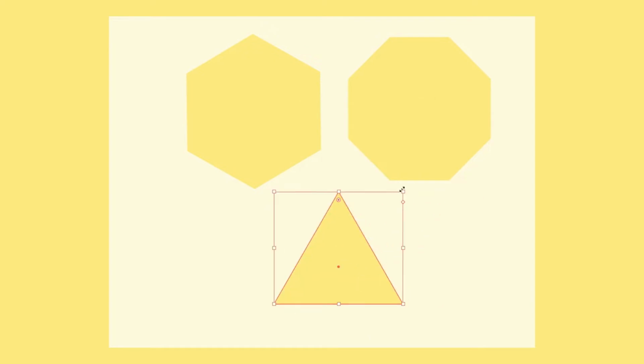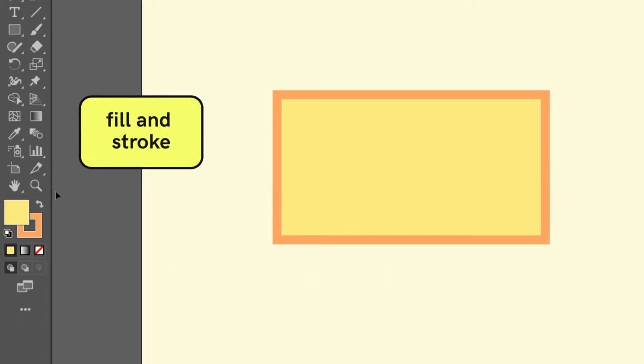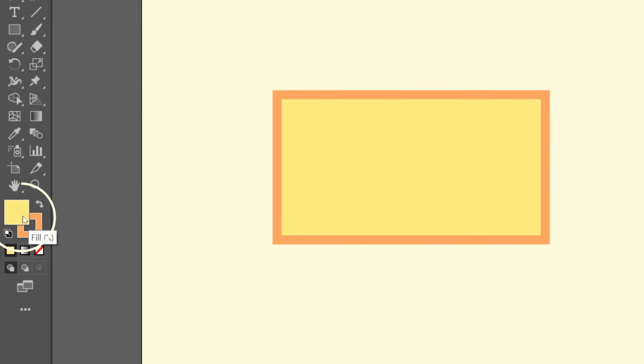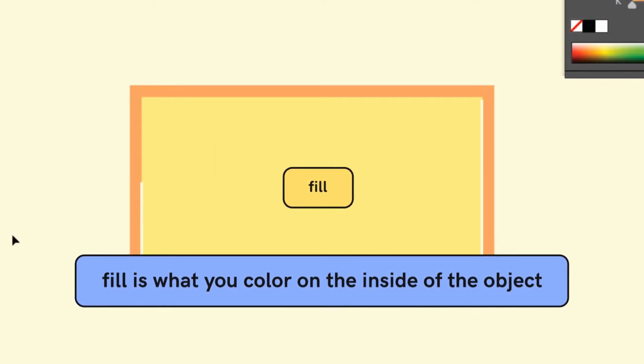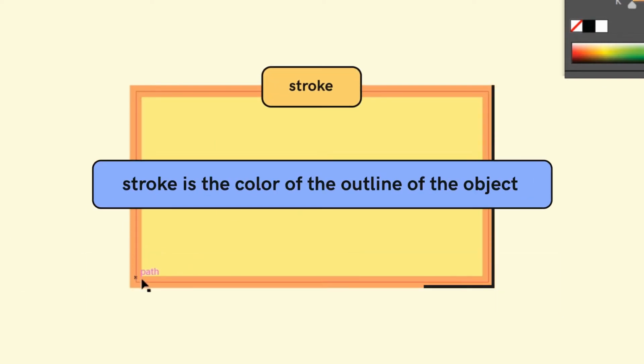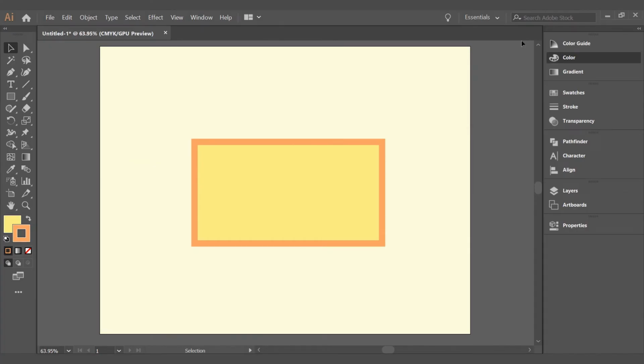Anytime I create an object, there is a fill and a stroke. To identify where the fill and stroke are, you can look at the left-hand panel. There are 2 squares at the bottom left tool panel. One represents the fill and the other represents the stroke. The fill is what you color on the inside of the object, and the stroke is the color of the outline of the object. There are other ways you can adjust the fill and stroke.